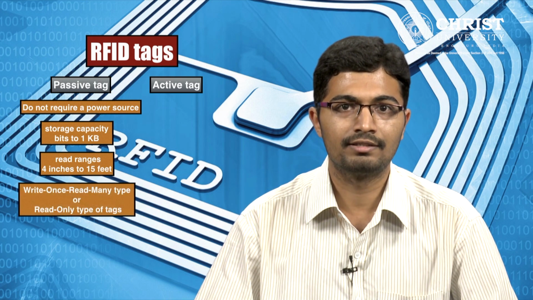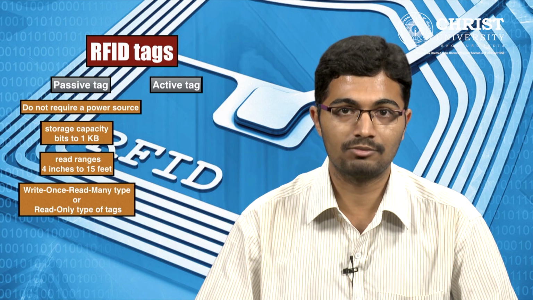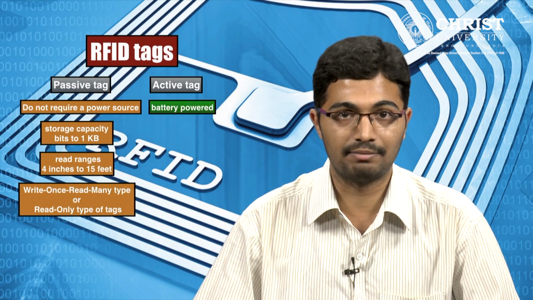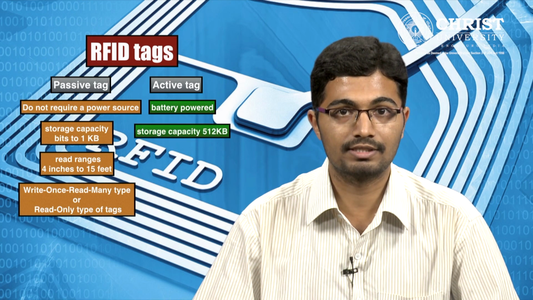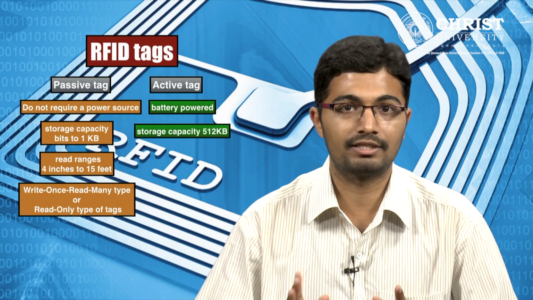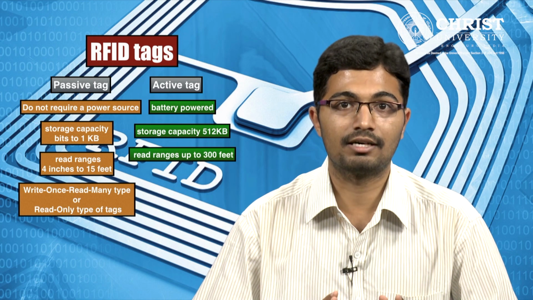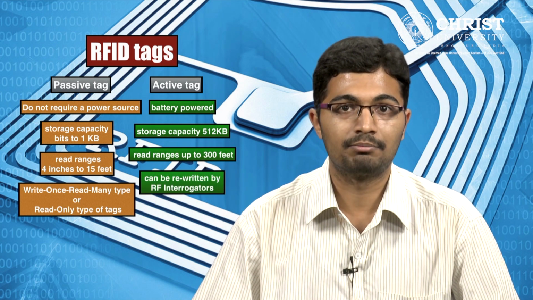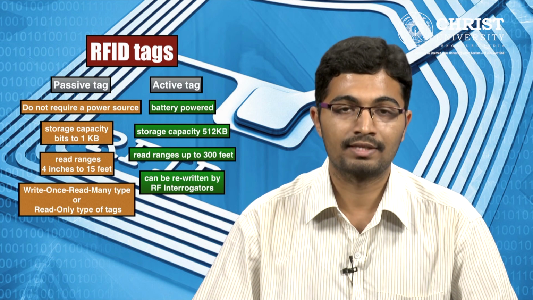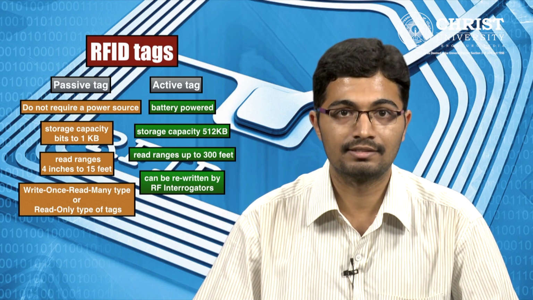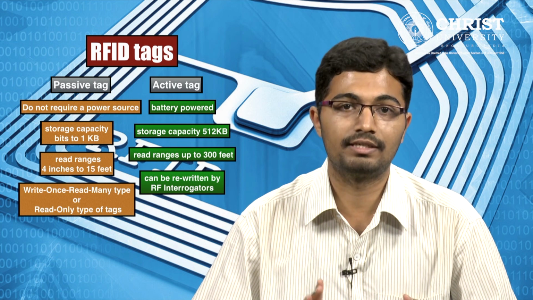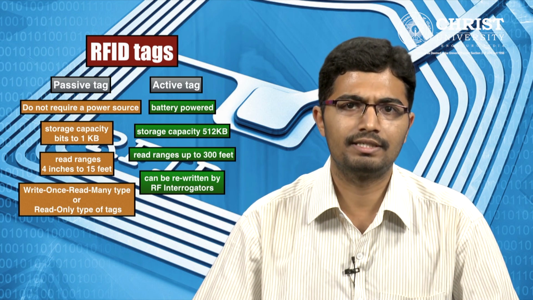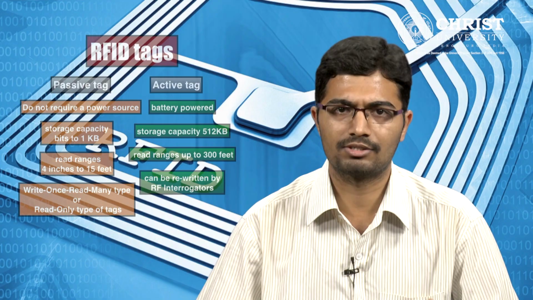Usually passive tags are write once, read many type or read only type of tags, but active tags are battery powered. They have a higher storage capacity, around 512 kb. They read at longer range, up to 300 feet. Typically active tags can be rewritten by RF interrogators. These active and passive tags can be attached to almost anything, for example, vehicles, assets, livestock or personnel.